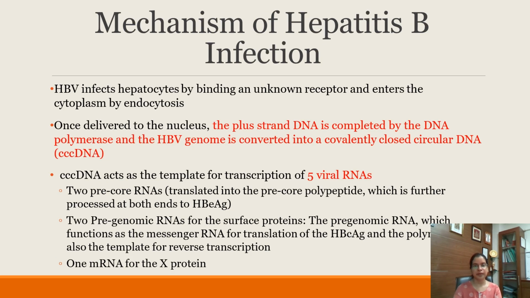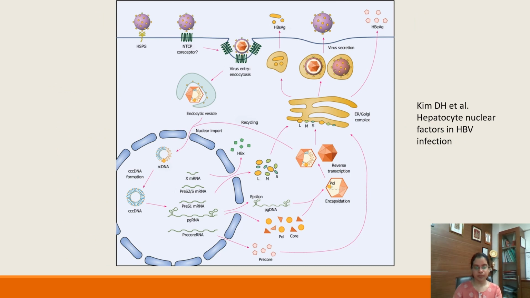Now, the mechanism of hepatitis B infection. First, the hepatitis B virus infects the hepatocytes by binding to the NTCP receptor, and it then enters the cytoplasm by endocytosis. Once it is delivered to the nucleus, the plus strand DNA is completed by the DNA polymerase and the genome is converted into covalently closed circular DNA. Then it acts as a template for transcription of 5 viral RNAs. I will further describe it in this diagram.